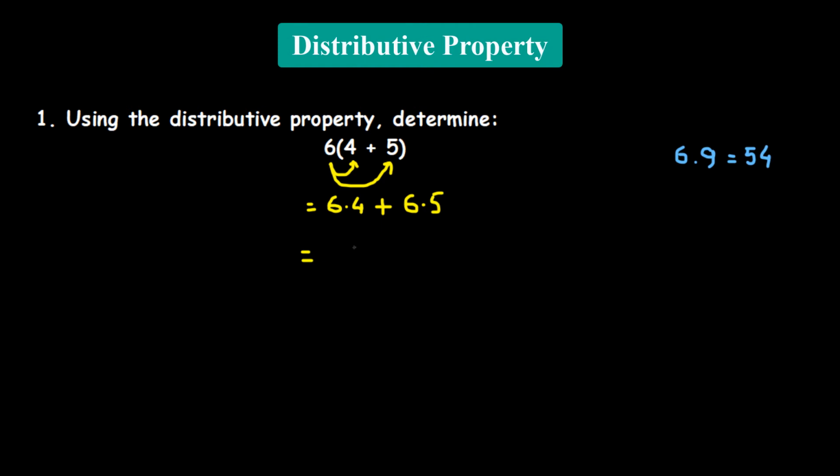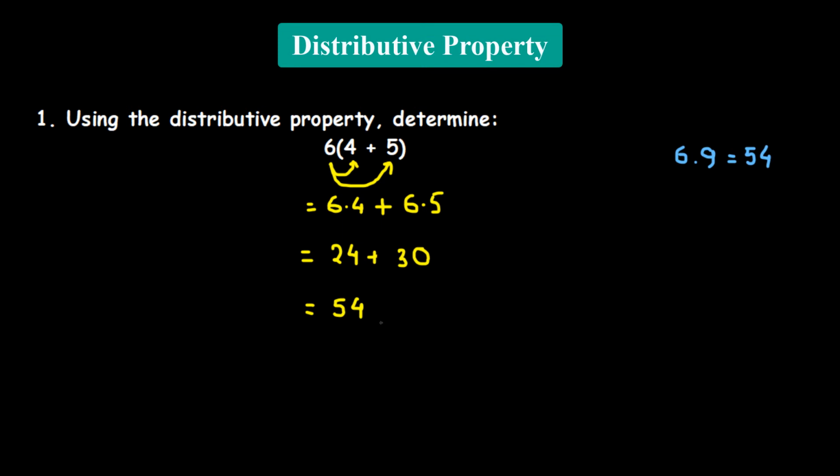So 6 times 4 is 24 plus 6 times 5, which is 30. So 24 plus 30 is going to give us 54. So using both methods, the order of operations and the distributive property, we have arrived at the same conclusion: the product of 6 multiplied to the sum of 4 and 5 gives us 54.